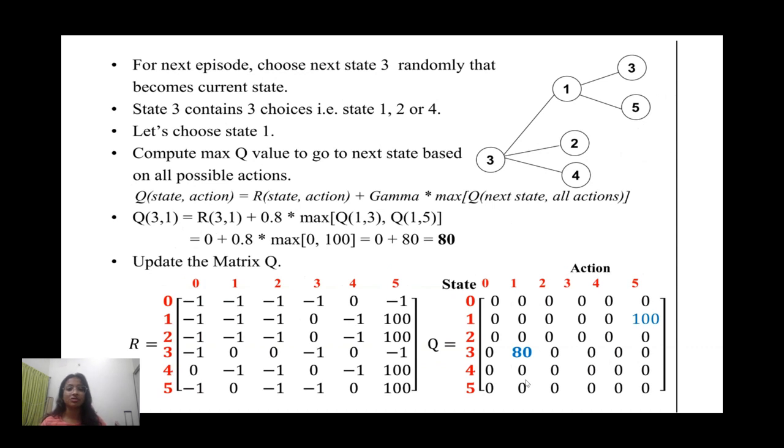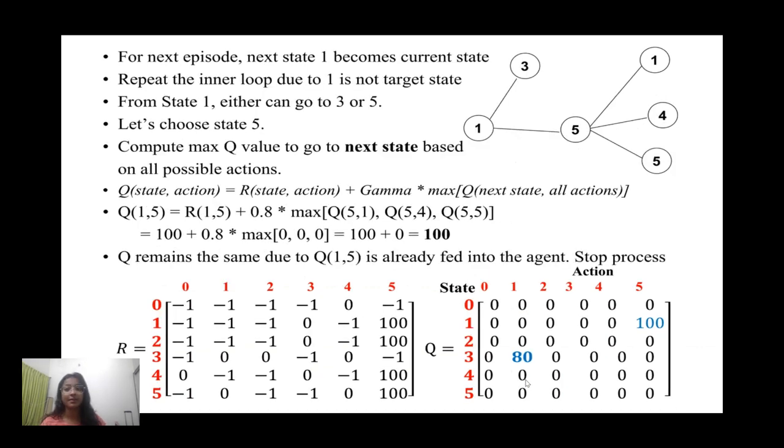For the next episode, choose the next state 3 randomly, which becomes the current state. State 3 contains 3 choices, that is state 1, 2 or 4. Let's choose state 1. Compute the max Q value to go to the next state based on all possible actions. Again, the same Q(state, action) formula is used, and then we get the answer as 80. Update the Q matrix again.